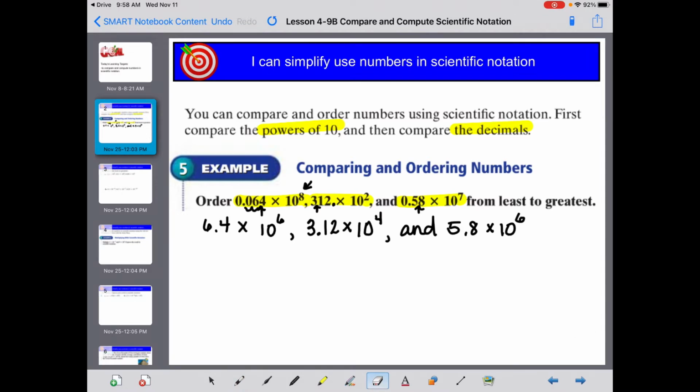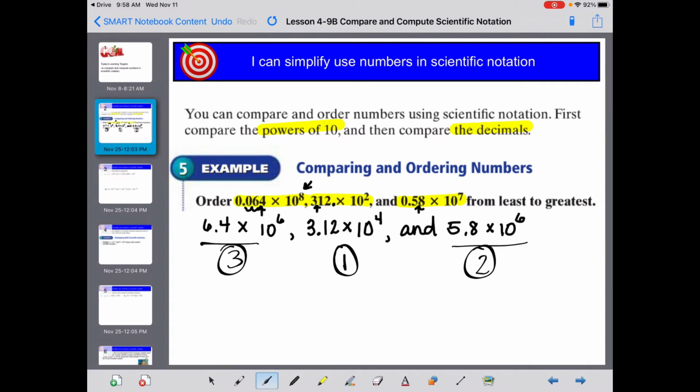Now let's compare the 3 numbers. Let's compare the powers of 10 first. The one with the least power of 10 is my first number. Then I see that this 6 and 4 tenths times 10 to the 6th and 5 and 8 tenths times 10 to the 6th both have a power of 10 to the 6th. So then I compare the decimals. Well, the next decimal in line would be 5 and 8 tenths, then 6 and 4 tenths.